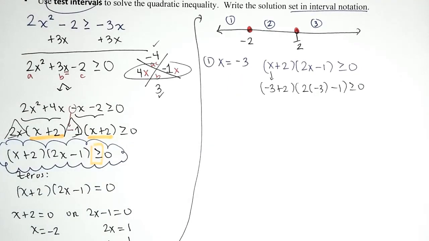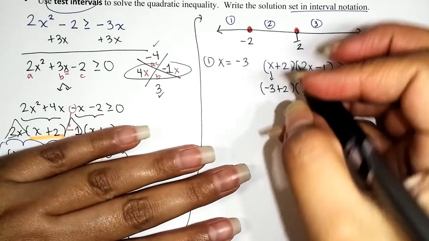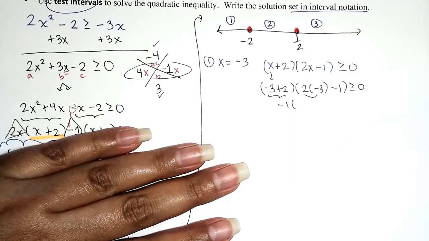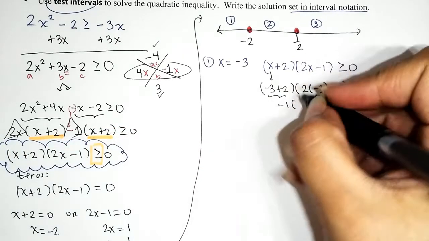Take your time, punch it in if you have to. Do what you gotta do. The sum of -3 and 2 will give us -1. The product of 2 and -3 is -6.